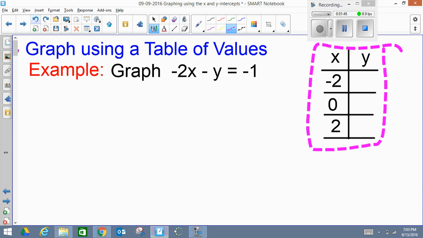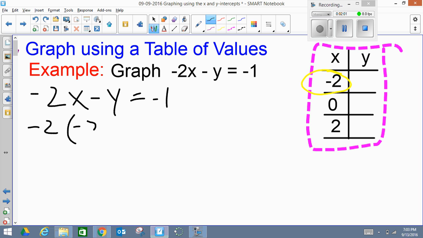Basically, I'm going to rewrite my equation, which is negative 2x minus y equals negative 1, and I'm going to choose my first value. I'm going to bring the negative 2, x is negative 2. So I'm going to write negative 2, and instead of the x, I'm going to use negative 2. Okay, I brought it from here. Okay, that's my first value. And then I erase the whole thing.